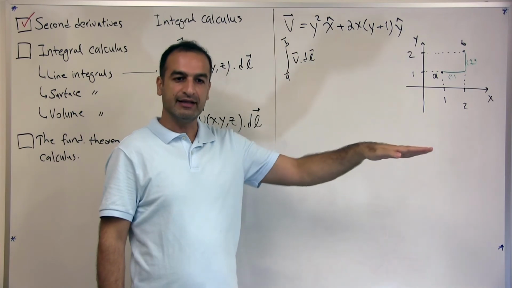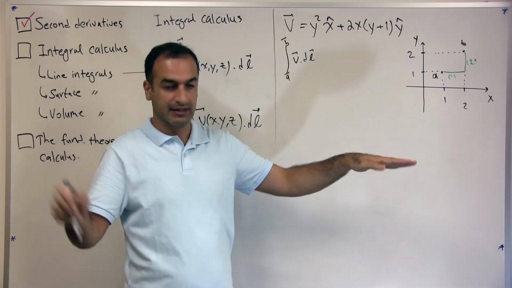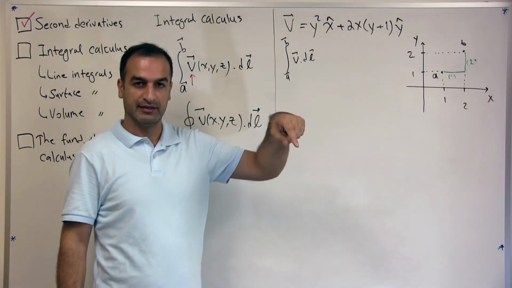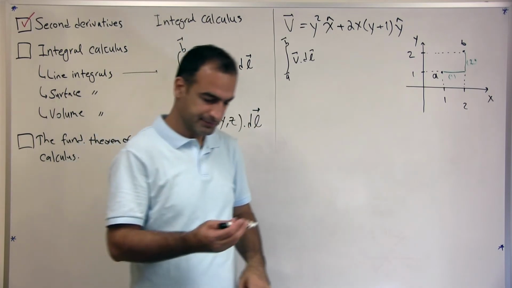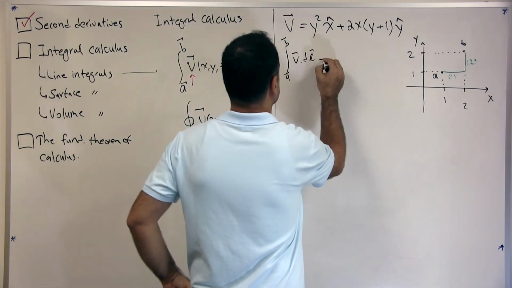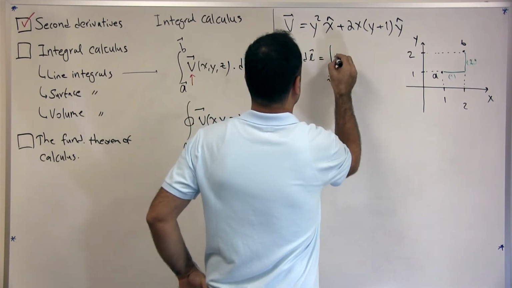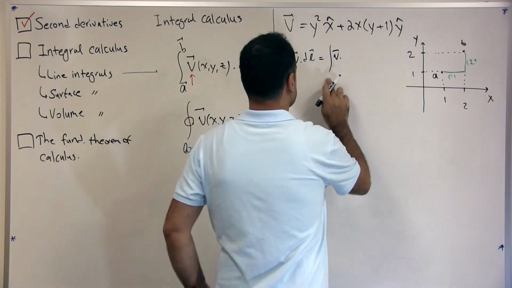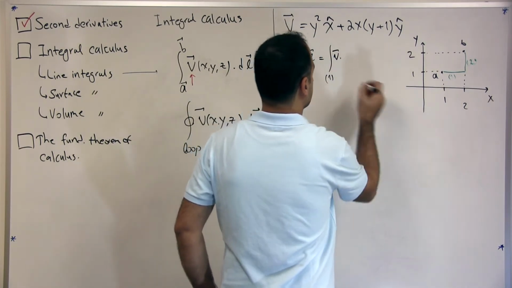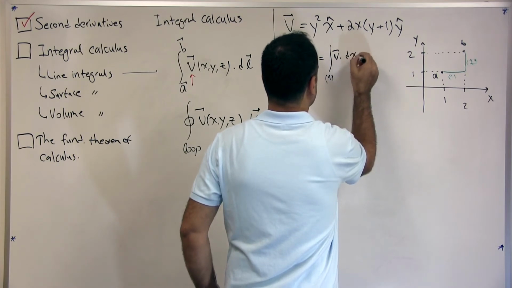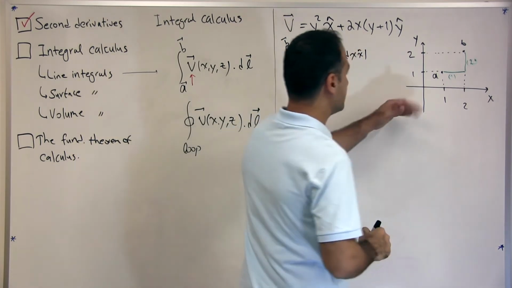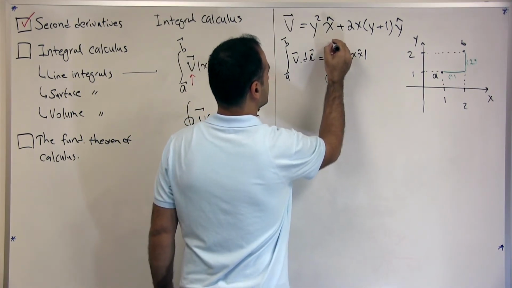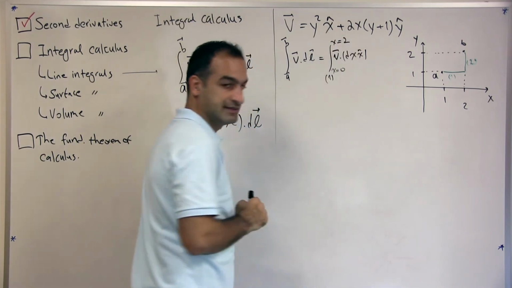So your dl is dx times x hat. If you move on to the second part, your dl is dy times y hat. Okay, so this integral becomes integral number 1 of v dot dl. In this case, dl is dx times x hat. What are the limits? We are moving from x equal 1 to x equal 2. That is the limit, okay?